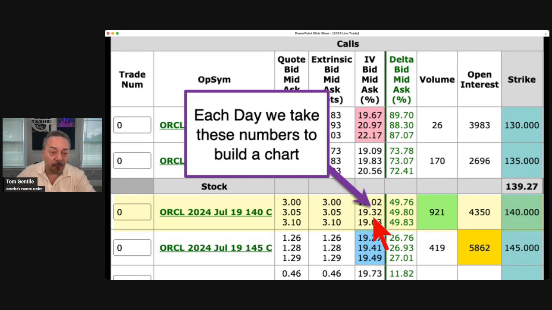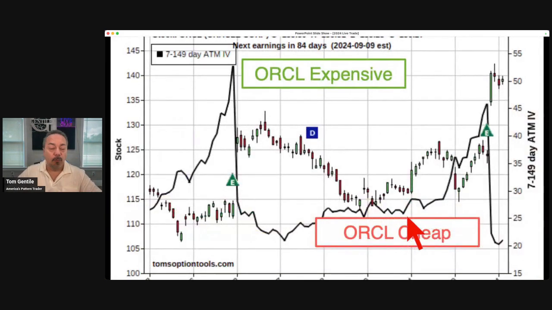That is a percentage number, right? So we don't look at just one option. We look at the near money, the one slightly above, the one slightly below on both calls and puts. What we do is we timestamp that number, and we can actually build a chart from the average of all these numbers each and every day. It would look like this.